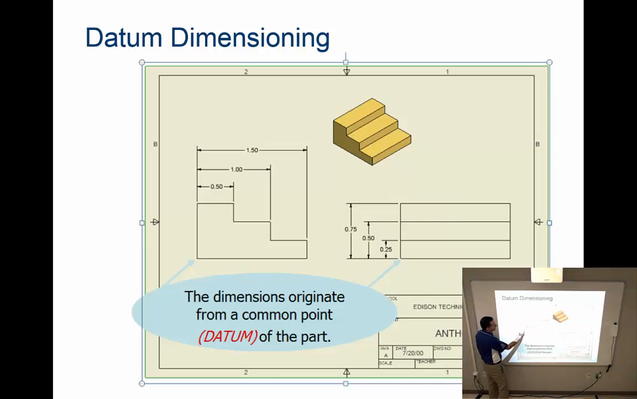So as an example, if I'm looking at this object, the front view, each of these dimensions are referencing that same edge. Right? They're all coming back to the same edge. In fact, they're sharing the same extension line. So this is called datum dimensioning. Either method works, so it's up to you on which way you want to do that.